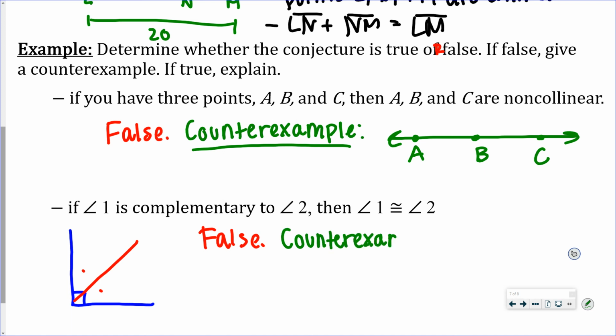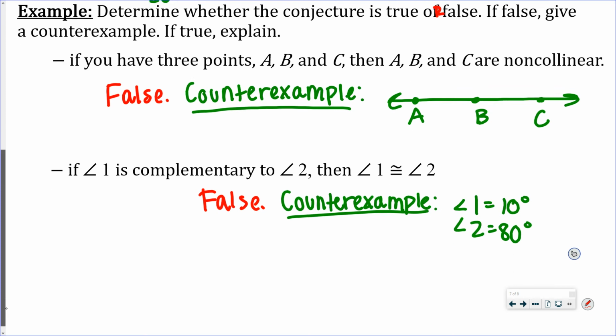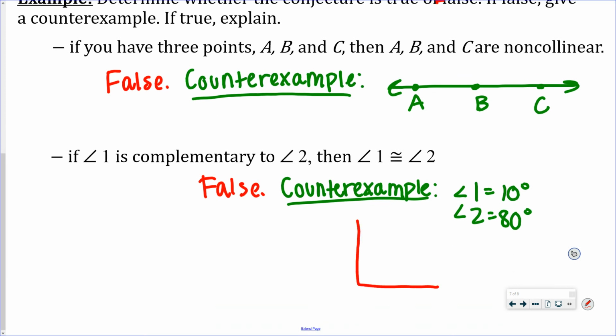Maybe you have angle 1 is 10 degrees and angle 2 is 80. Those are complementary. Those would add to 90, but obviously not congruent. You could draw a picture if you wanted to. And angle 1 is only 10 degrees, and you only need one counterexample to prove a conjecture false. Okay.